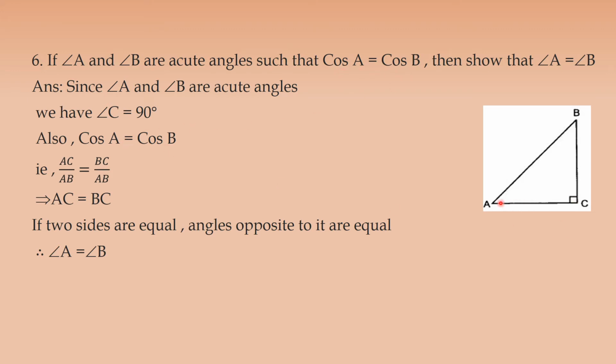With respect to A, cos is adjacent side by hypotenuse, which is equal to AC by AB. Cos B with respect to the angle B, adjacent side is BC by AB. Cancelling AB from both sides, we can find AC is equal to BC. In the triangle, if AC is equal to BC, we can say opposite angles are also equal. Therefore, angle A is equal to angle B.